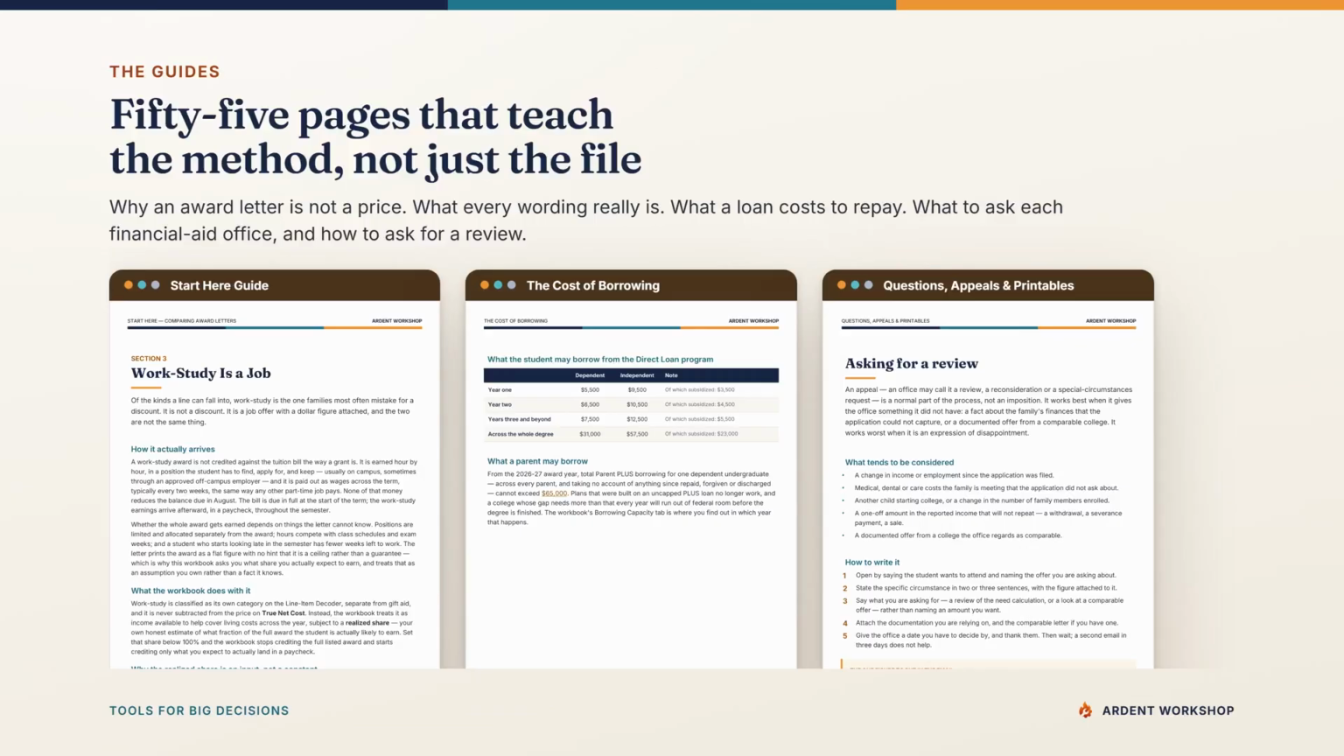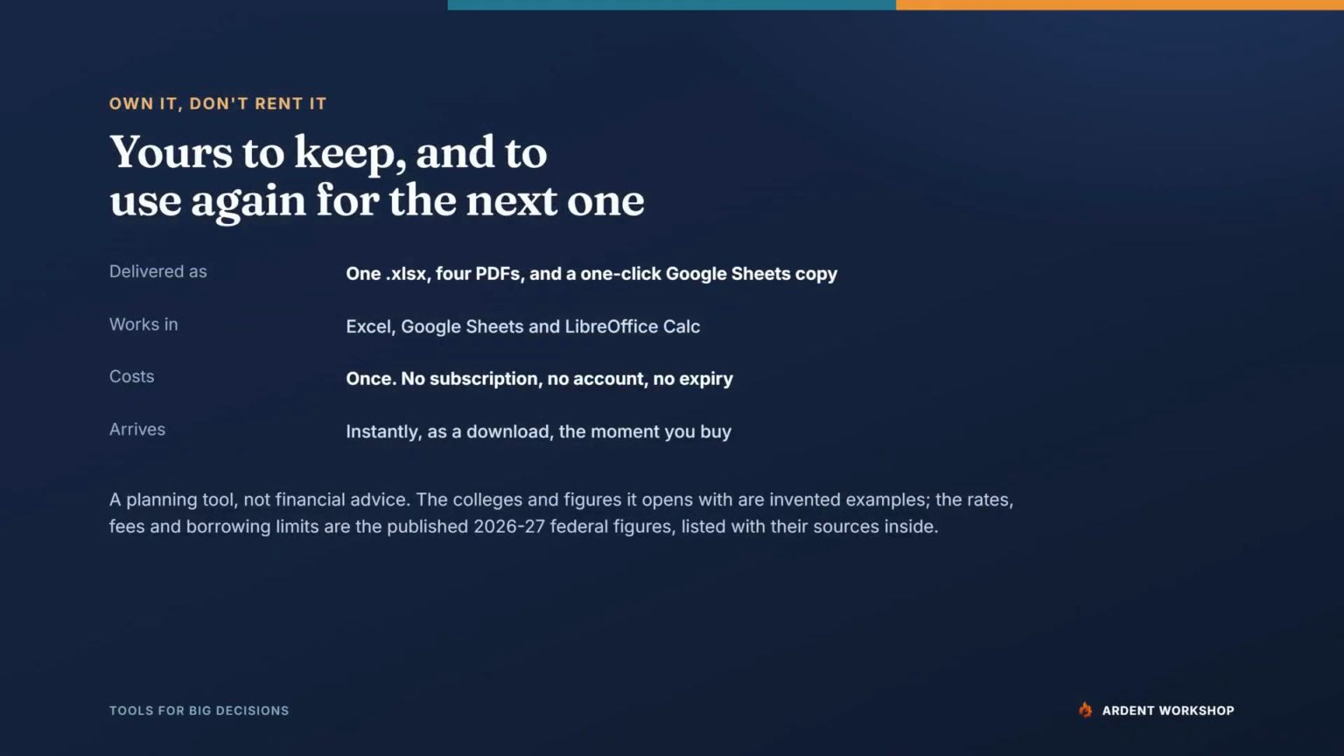4 guides that teach the method rather than just the file, and 17 dated figures listing where every rate, fee, and cap came from, and whether it is a published number or our own stated assumption. 1 file, bought once, that you own outright and can open again for the next child. No subscription, no account, nothing that quietly expires.